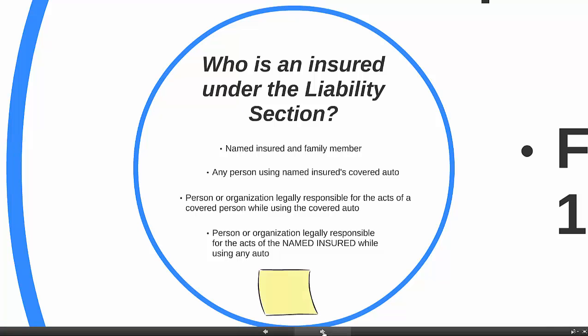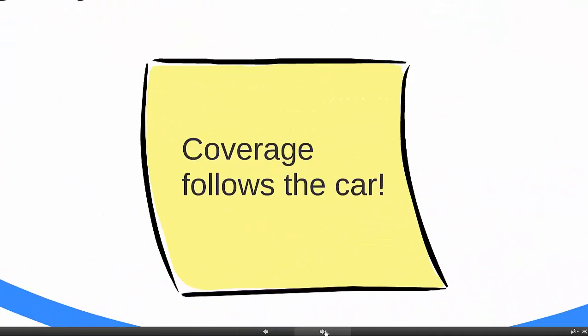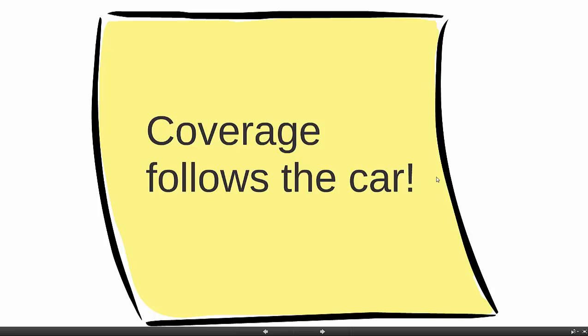But here's a key. Coverage follows the car. So what this means is that the coverage that is on the car, the vehicle that has the accident, is primary. So in other words, let's say that you loan your car to your friend, Amy, and Amy has an accident while she's driving your car.